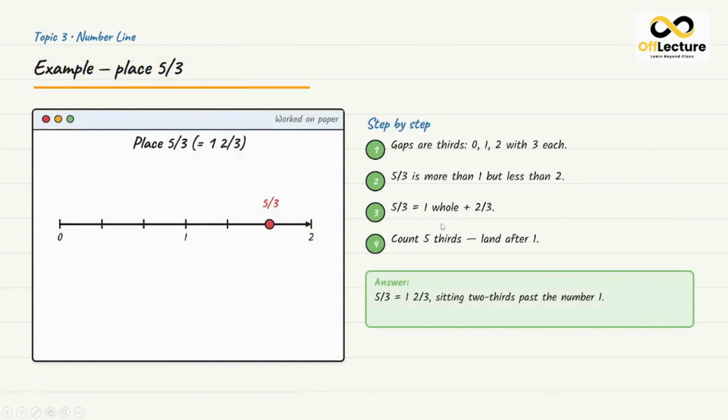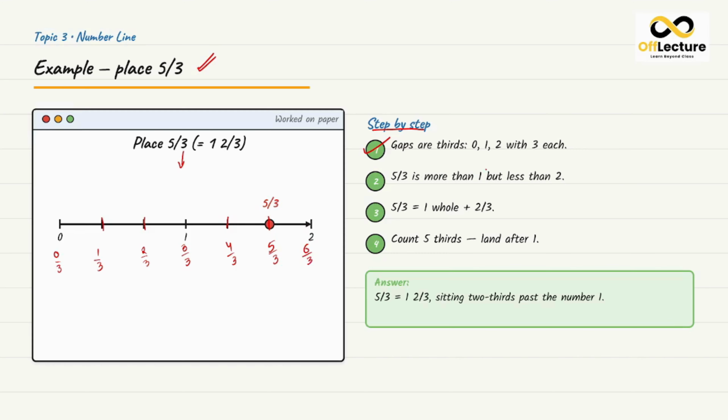Okay. Now let's do one example where we have to place 5 by 3. So how will we do it? Let's do it step by step. We will divide into gaps of 3 because the denominator is 3. So we will create 3 equal parts first from 0 to 1, and from 1 to 2 we will again create 3 equal parts. So we will get 0 by 3, 1 by 3, 2 by 3, 3 by 3, then 4 by 3, 5 by 3, and then 6 by 3, which is nothing but equal to 2.